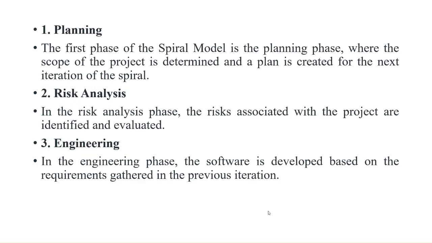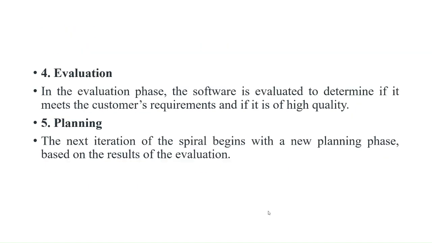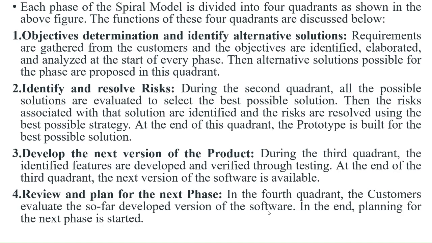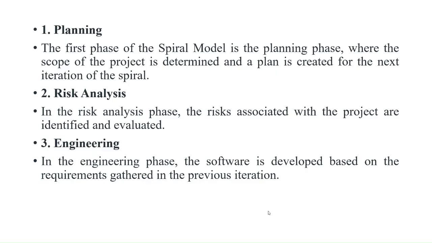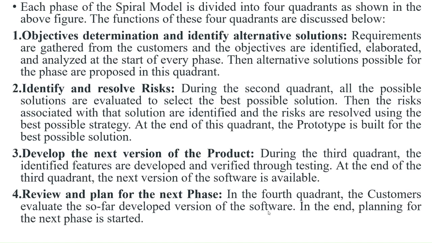In the exam we have to write these five phases, and next we have to write the four quadrants. I have previously explained that it has four functions: first, second, third, and fourth. See the diagram, it is like an iterative loop. The diagram is in a loop shape. The spiral model has four different types of functions. Let us discuss each function deeply.